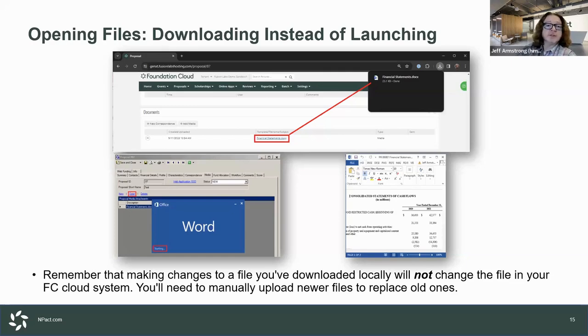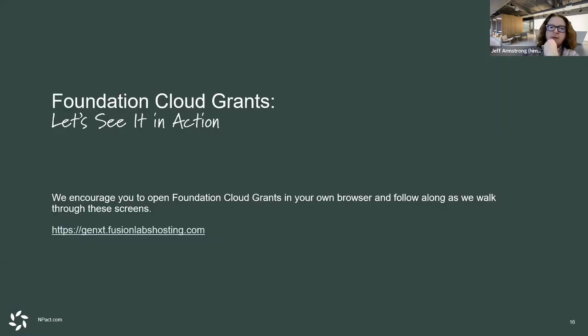So if you need to make changes to a file, you can download it and make those changes, and then upload it back again in the Foundation Cloud record. But just keep in mind, any changes you make to a file that you've downloaded locally are not going to change the file on the Foundation Cloud. So those are the paradigm shifts that we are looking at here, and we're just about to jump in.